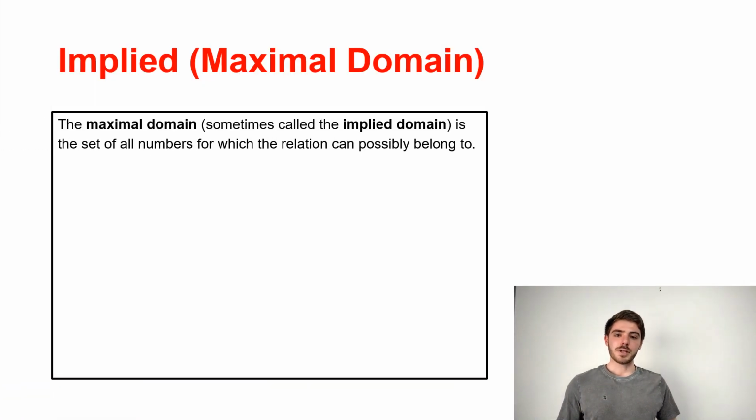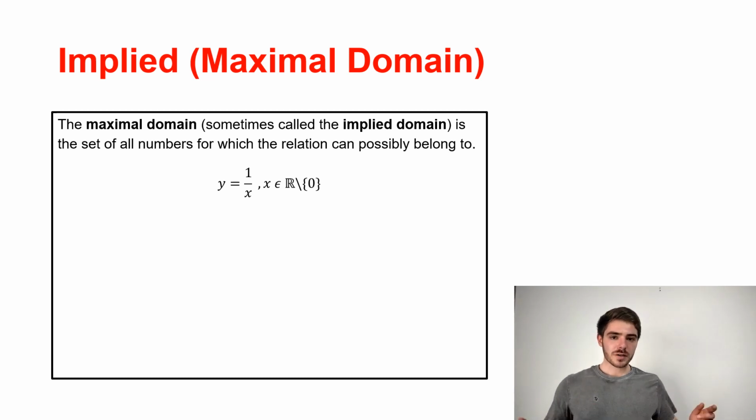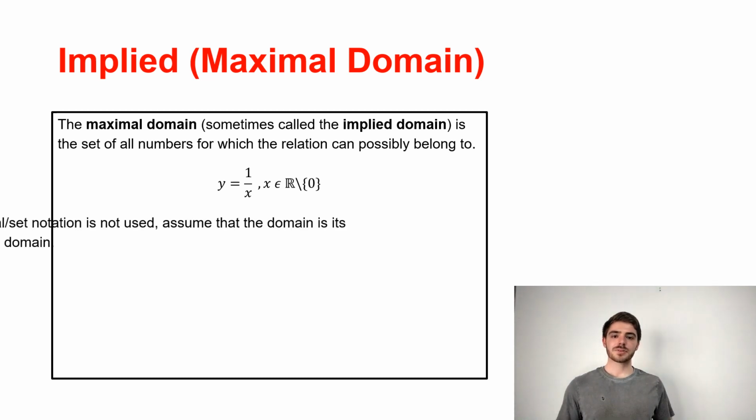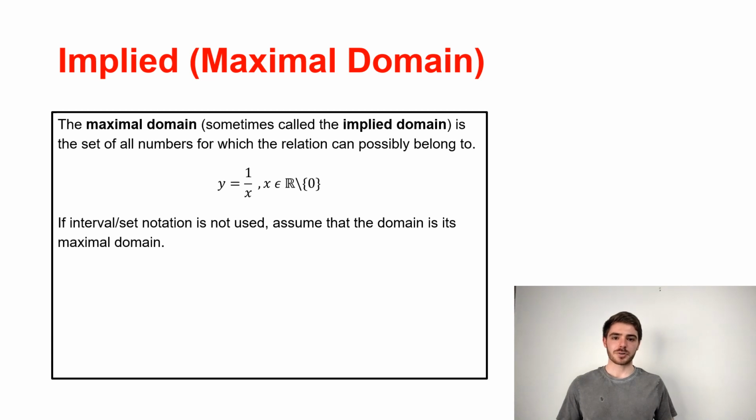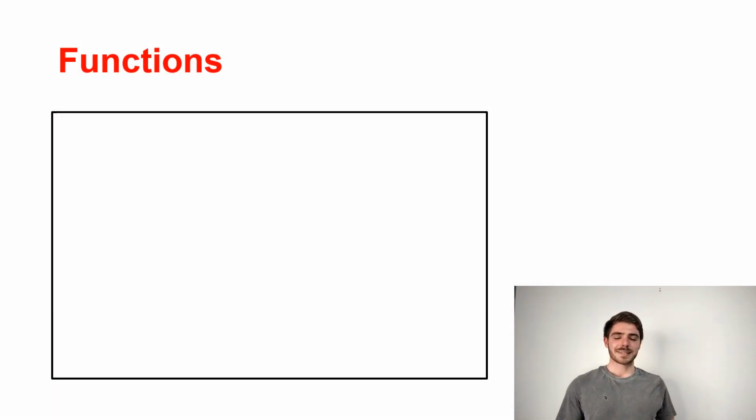The maximal domain of a relation is the set of all possible inputs to that relation. This basically means all possible inputs that don't break the laws of math for that relation. A typical restriction on the relation is a divide by 0 error. For example, the relation 1 on x can't have the value x equals 0 because then we will be dividing by 0. Hence, its maximal domain is all real numbers excluding 0. If the domain of the relation isn't specified on your test, then you have to assume it is the maximal domain.